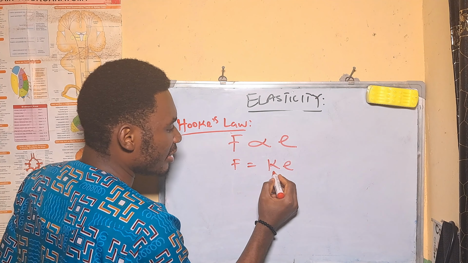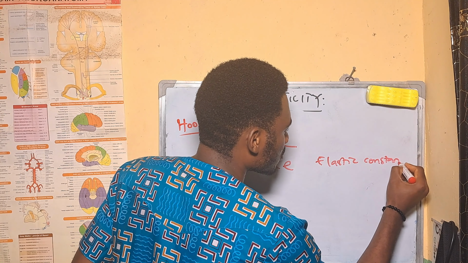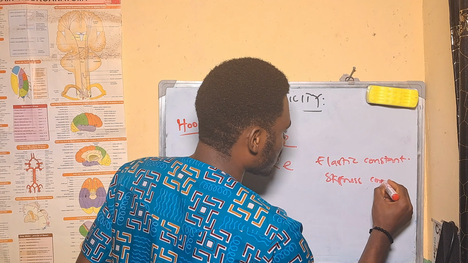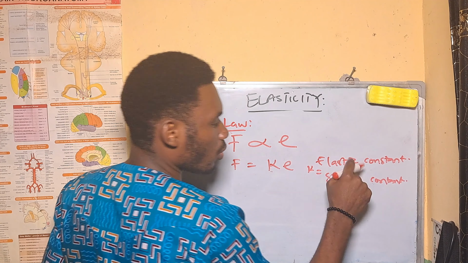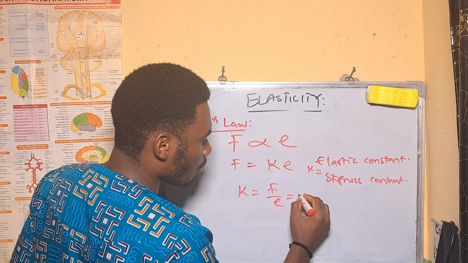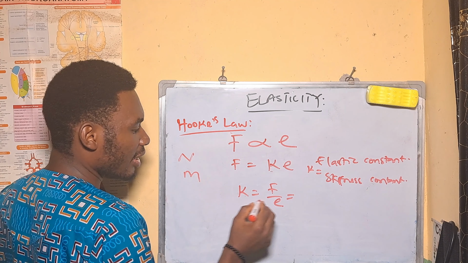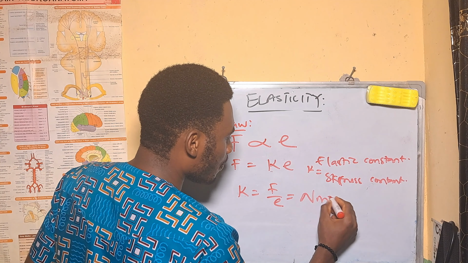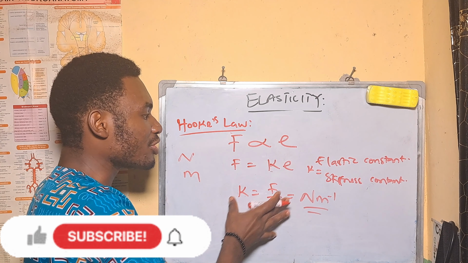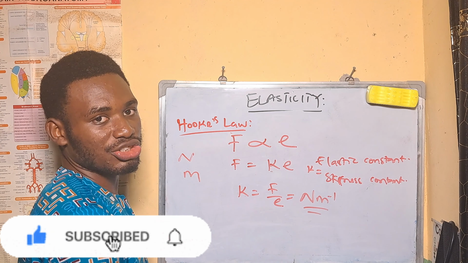Nice. So to remove this proportionality sign, F equals KE. Nice. So K is a constant called the elastic constant, or stiffness constant. So K equals F over E, because the force is in Newtons and the extension is in meters, so here we have Newton per meter as the unit. Okay, nice. So this is the mathematical representation of Hooke's law. So this constant is equal to F over E, force over extension, and this is the unit.